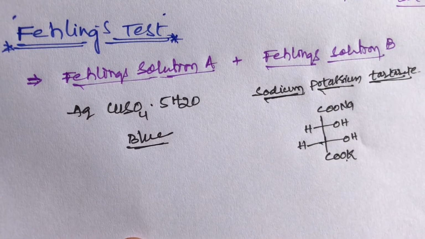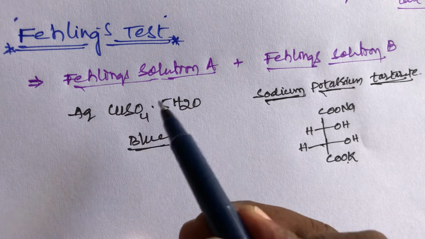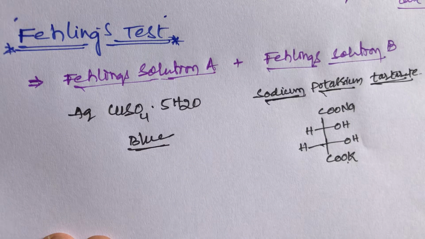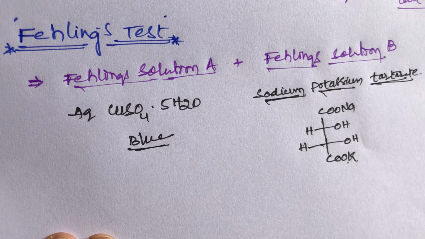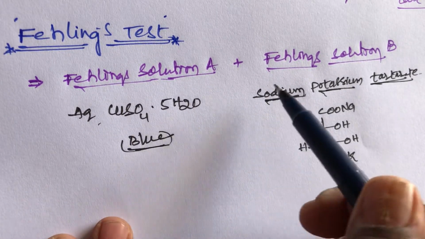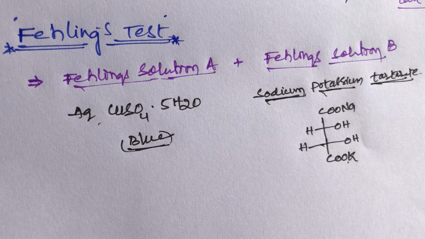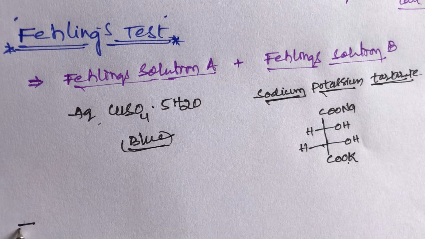This is called Fehling's reagent, student. What is Fehling's reagent? It is the mixture of Fehling's solution A plus Fehling's solution B. Fehling's solution A is aqueous CuSO4.5H2O, which is blue in color. The second one, Fehling's solution B, is sodium potassium tartrate. The mixture is called Fehling's reagent. So what is the role of Fehling's reagent, student? It is used for the identification of aldehydes.